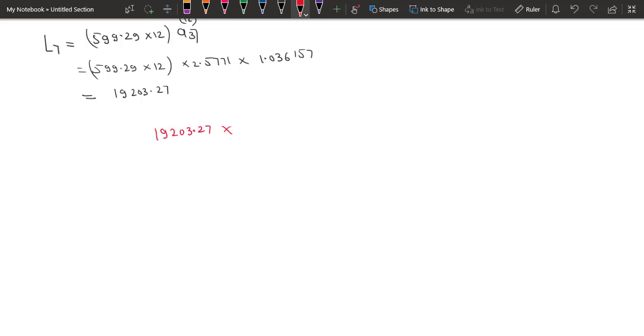19,203.27 into 1.08, just normal accumulating the loan. So it will be equal to 19,451.17.